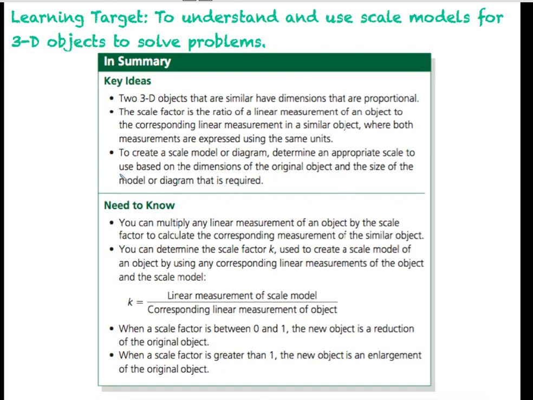So more or less you're thinking about what am I trying to write this on and what makes my optimum kind of usage. What you need to know is that you can multiply any linear measurement of an object by the scale factor to calculate the corresponding measurement of the similar object. And you can determine the scale factor k used to create a scale model of an object by using the corresponding linear measurements of the object and scale model. So again, this is still saying if you can find the proportion, you know your scale factor. When a scale factor is between 0 and 1, the new object is a reduction. When a scale factor is greater than 1, the new object is an enlargement. And so that's chapter 8.5.